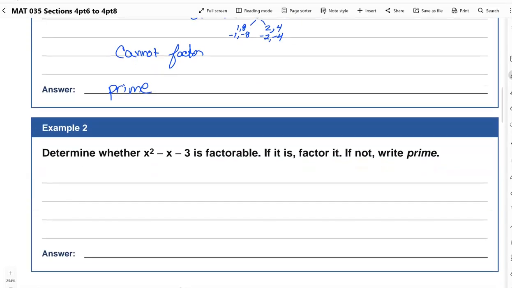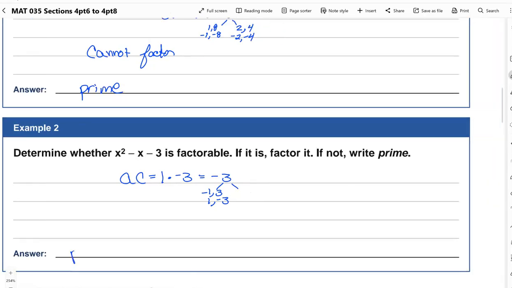Okay, let's look at example 2. We have x squared minus x minus 3. We want to know, can we factor it? So we're going to use that AC method. 1 times negative 3 is going to give us negative 3. What can we multiply together? Negative 1 and 3, or 1 and negative 3. And that's really the only thing we can multiply together. But none of those will add up to that negative 1 in the middle. So this one is prime also.